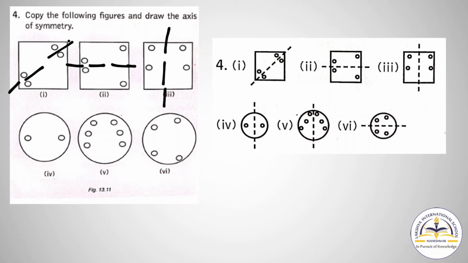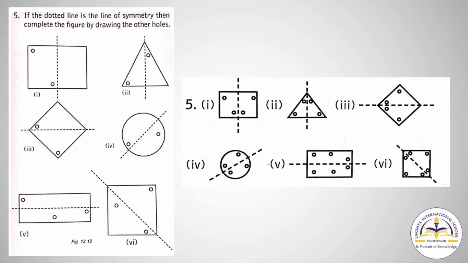We have to check for the dot also. Now for the fourth, now for the fifth, now for the sixth. Only one axis of symmetry will be drawn for all the given figures. Now question number 5, if the dotted line is the line of symmetry, then complete the figure by drawing the other hole. Now here in this question you have to draw the holes.